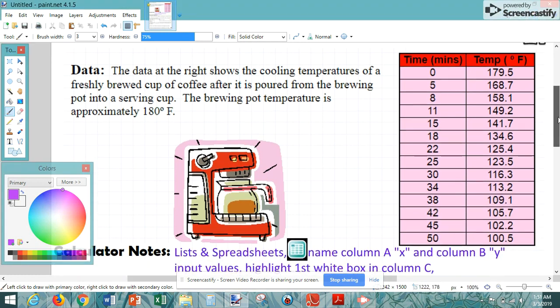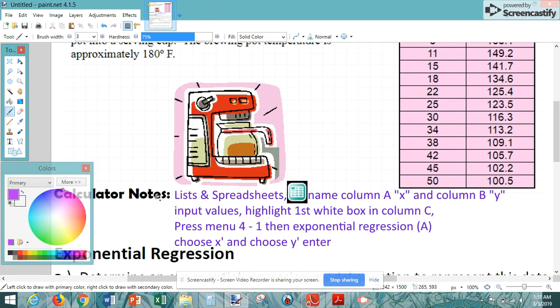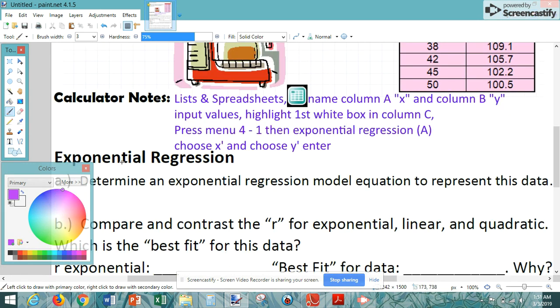So we have our table of values, time in minutes, and temperature in Fahrenheit. Go ahead and pause the video, write down these calculator notes. These are the steps on how to do this in the TI Inspire. Okay, so now we're going to do an exponential regression. Part A says to determine an exponential regression model equation to represent this data.